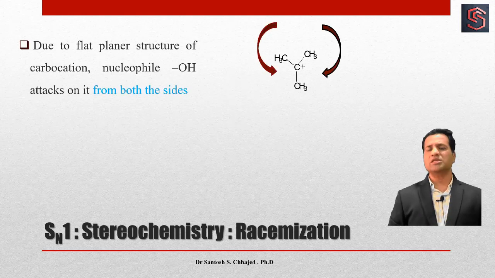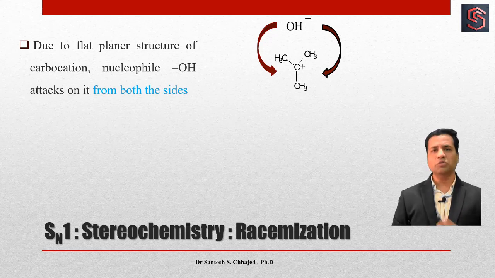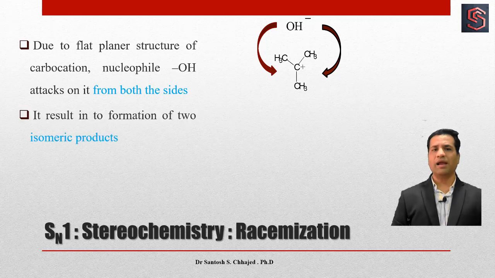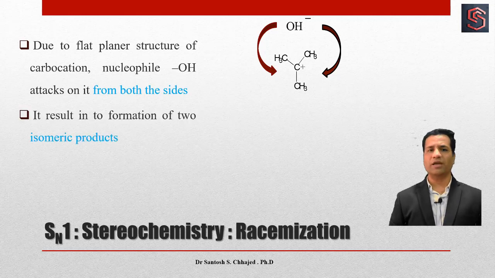When the carbocation is formed, the nucleophile OH minus will coordinate its electrons to the carbocation, and we all know that the structure of a carbocation is flat, it is planar in nature, and as a consequence, OH minus will be able to share its electrons with the carbocation from both sides. It allows sharing of electrons by the nucleophile from both sides of the carbocation, and it results in the formation of isomeric products.